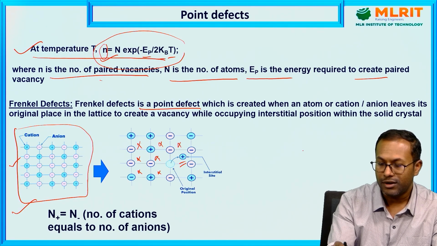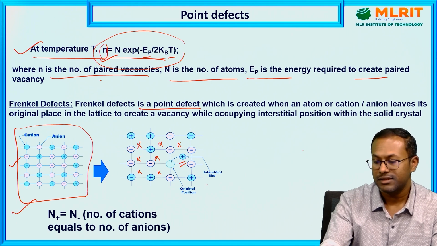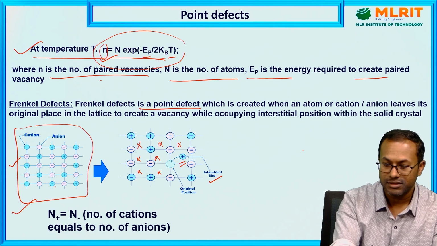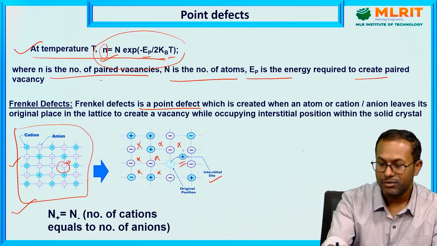Suppose one of the atoms or ions is misplaced and seated at one of the interstitial positions, then the defect is clear. That is called an interstitial site. This is the original position of this anion. Now this anion is misplaced and comes to this position. This position is called interstitial. It is in between atoms. It breaks the periodicity.